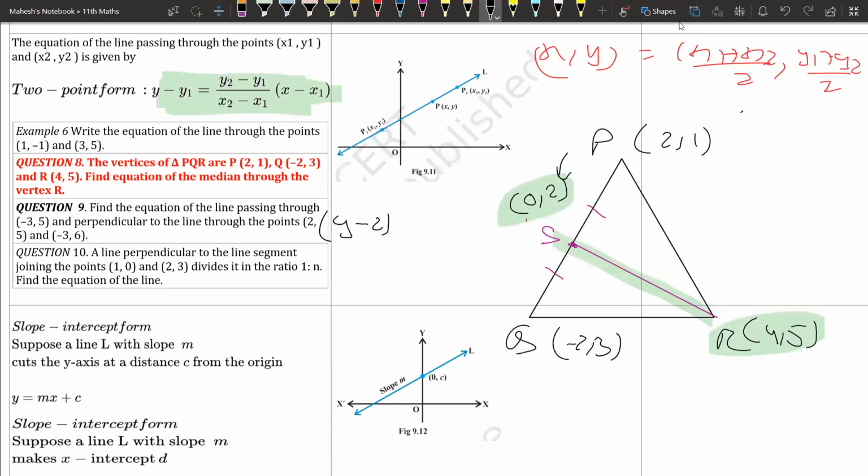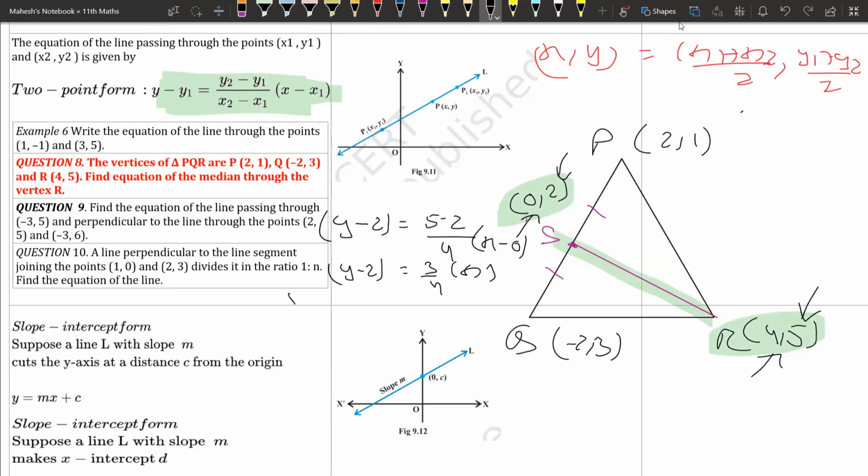y minus y1, I've taken this as 1, is equal to y2 minus y1 over x2 minus x1, that is 5 minus 2 over 4 minus 0, which is 4, multiplied by x minus x1, that is x minus 0 in this case. So it is y minus 2 is equal to 5 minus 2 is 3, 3 over 4, and x minus 0 is x only. So we can write simply as x.